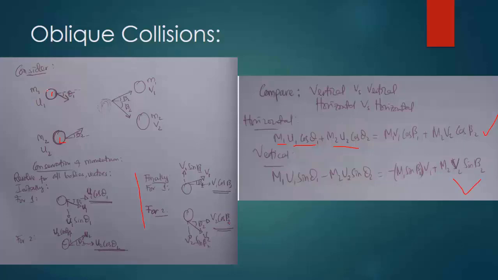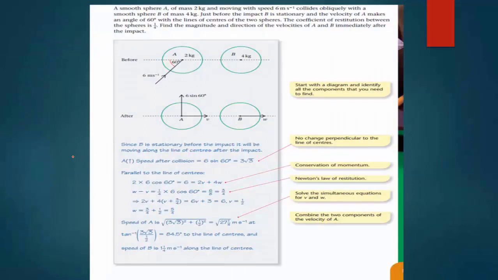Just remember, you first resolve each, then you start comparing conservation of momentum vertically and horizontally. When you are resolving, remember the directions. Directions are very important. When they oppose each other, assume one direction to be negative and use it throughout the question, and that's it.